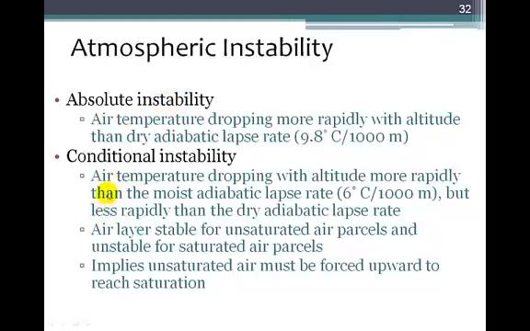Conditional instability is when the air temperature is dropping with altitude more rapidly than the moist adiabatic lapse rate, but less rapidly than the dry adiabatic lapse rate. So it's right in between the two. The air layer is stable for unsaturated air parcels and unstable for saturated air parcels. This implies that unsaturated air must be forced upwards in order to reach saturation.